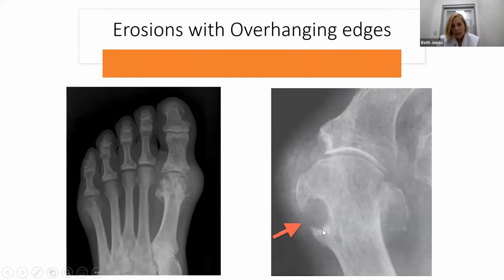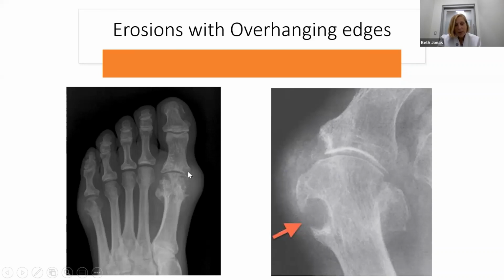But what's characteristic here is this overhanging edge. So something's taken a bite, and then there's this edge. And when you see this, you should be thinking about gout. And same here in this first MTP, you see this overhanging edge.